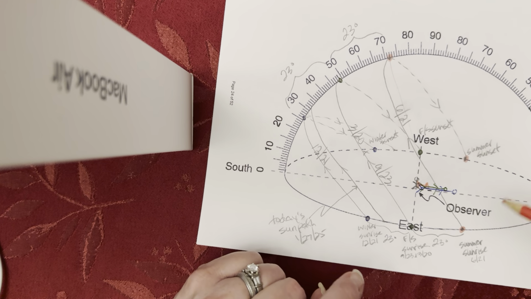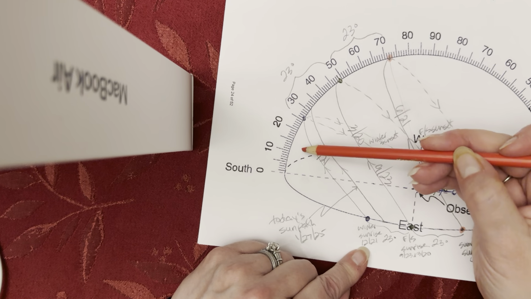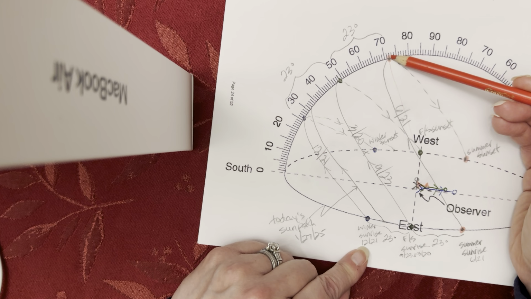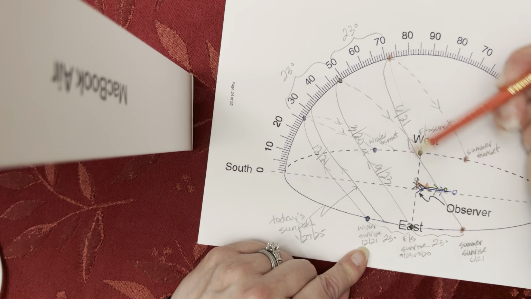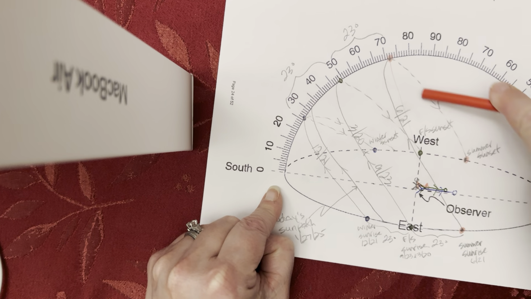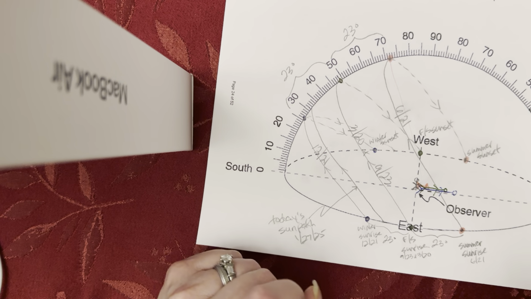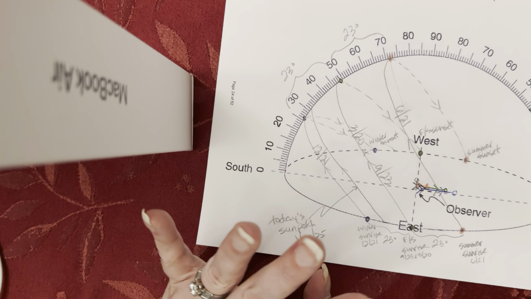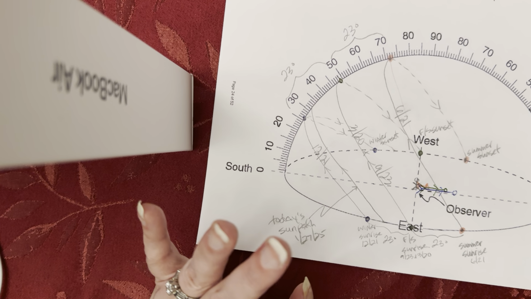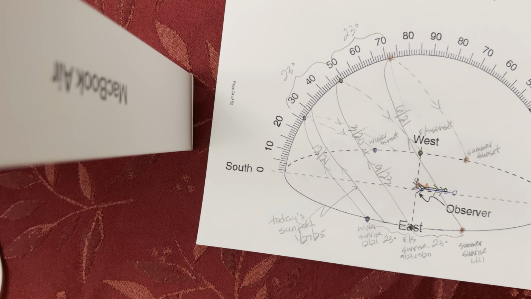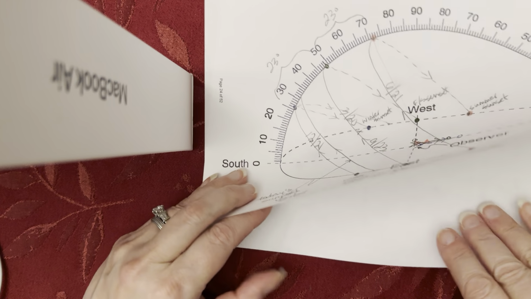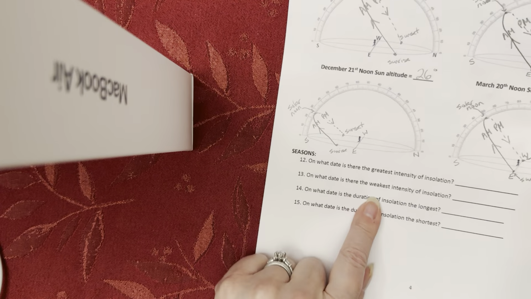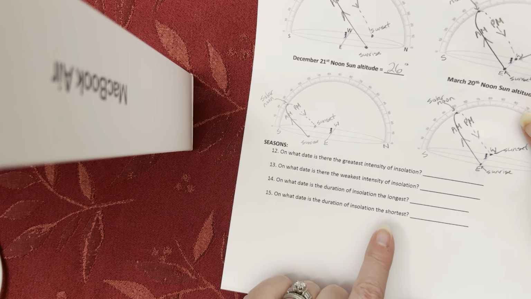So the length of the shadow is determined by the altitude of the sun, and the direction of the shadow is determined by the compass direction that the sun is in. At this point now, you're at the same place as the other sections. So now you're going to answer those questions here.